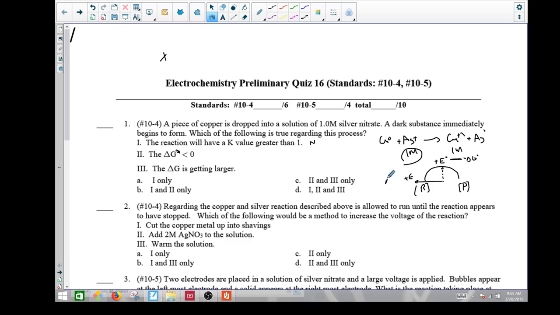The delta G at this point would be negative. So I'm going to take that off, and then I'm going to put a yes on this one. And then delta G is getting larger, approaching 0. That is also a yes, giving me C as my answer. If that isn't changed, then 3 is the only answer, and there's no option here. So that will be changed eventually.